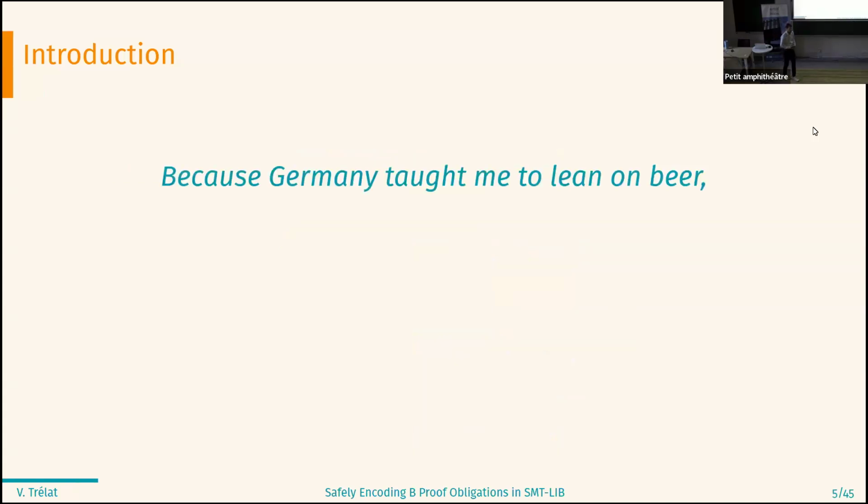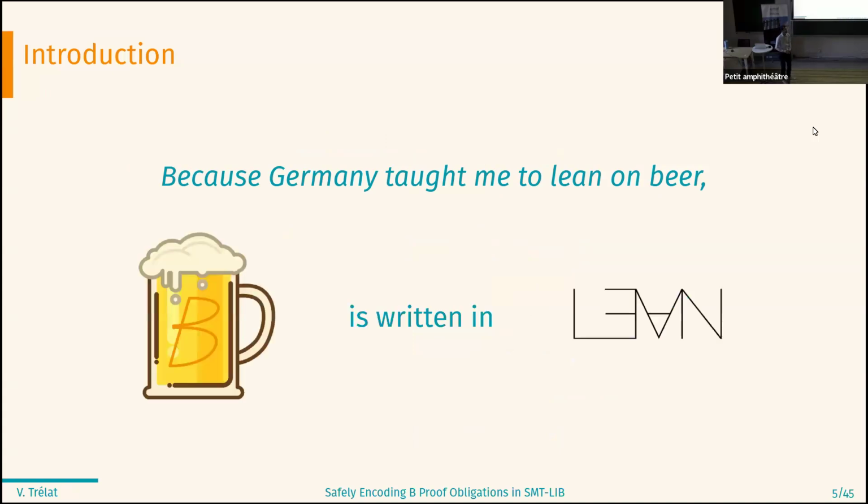For my master's degree, I spent a year in Munich. One thing that Germany taught me is to lean on beer. And so I wrote beer in Lean. For those of you who don't know Lean, it's a very powerful proof programming language that is also a proof assistant, and it supports higher-order logic and dependent types. It's really powerful, and what I really hope is to be able to prove correctness of my encoding.